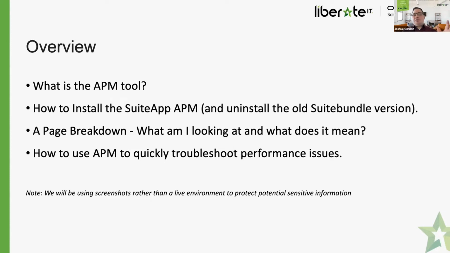But yeah, diving into it, this is the overview of what we're looking at. We're going to look at what the APM tool actually is, what it does. We're going to go through how to install it in your system if you don't already have it, and also uninstall an old, outdated version, which was a Suite bundle version. We're going to go through page by page, giving a breakdown of exactly what you're looking at, what it means, and then we're going to go through how to use the APM to quickly troubleshoot any performance issues. You know, what are the potential flags you're looking for, and what can you do about it?